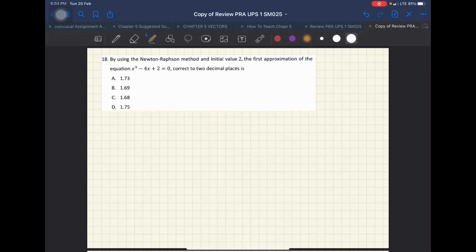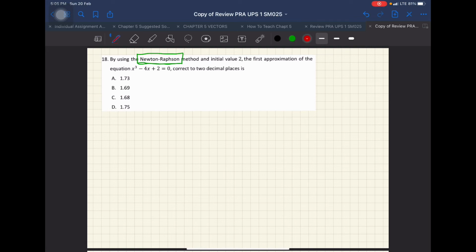Alright, so that's it for chapter 2. Let's go to chapter 3, the last chapter in our Pra UPS. Okay, so it's a numerical method. So awak ada Trapezoidal Rule, awak ada Newton-Raphson method. Alhamdulillah. Okay, so nombor 18. By using the Newton-Raphson method, an initial value 2. Okay, so you need to use Newton-Raphson method.